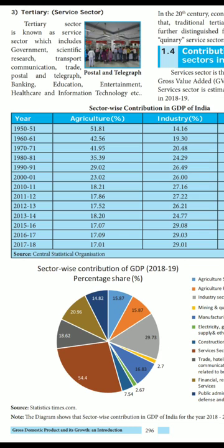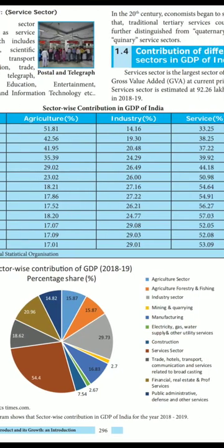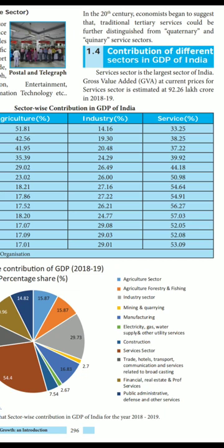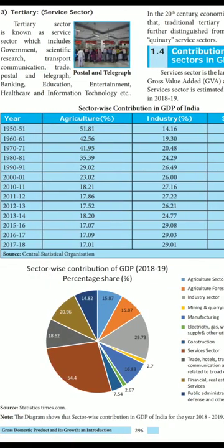In 1950 to 51, how much is the percentage of agriculture? That is 51.81%. Industry 14.616%. Service sector, what is the percentage? 33.25%. Are you clear? Like that each year it has been mentioned. Next one, sector-wise contribution of GDP 2018-19. Now 2020-21, isn't it? So sector-wise, now 2021-22. So sector-wise contribution of GDP we have learned about in this lesson 2018-19.